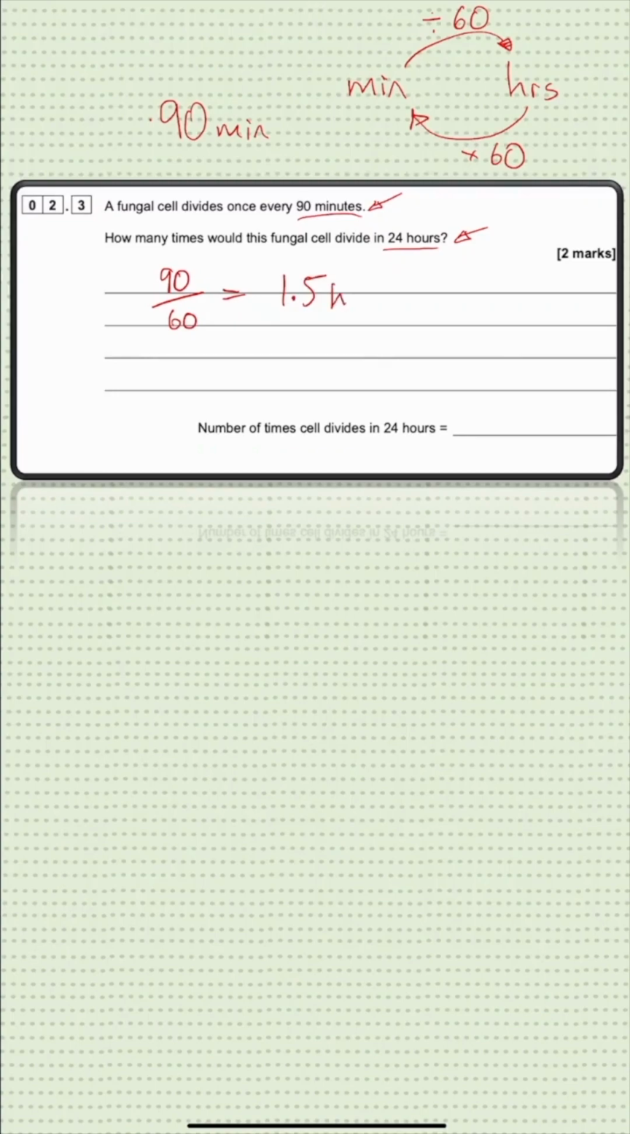So that's 1.5 hours. And how many times will it divide in 24 hours? If one division is 1.5 hours, then in 24 hours, you just do 24 divided by 1.5. Putting that in your calculator, what did you guys get? Let me check the chat. Someone said 16. That is the correct answer.